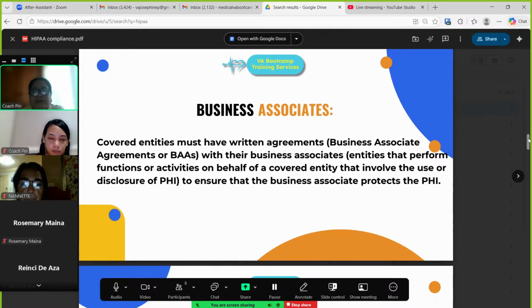All right. So how about BAs or business associates, BAAs? So covered entities must have written agreements, okay, with their business associates. So these are entities that perform functions or activities on behalf of a covered entity that involve the use or disclosure of PHI. This is to ensure that the business associate protects the PHI.